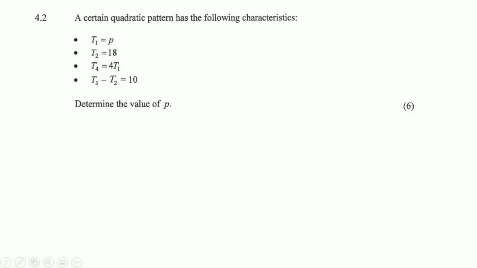353. A certain quadratic pattern has the following characteristics. Term 1 is that, term 2 is that, term 4 is that, and term 3 minus. Okay, so this looks messy, right? And we need to find the value of term p. But let me show you what we can do.